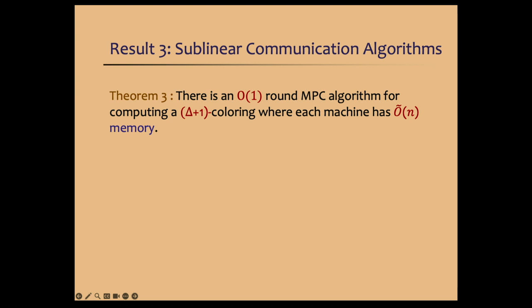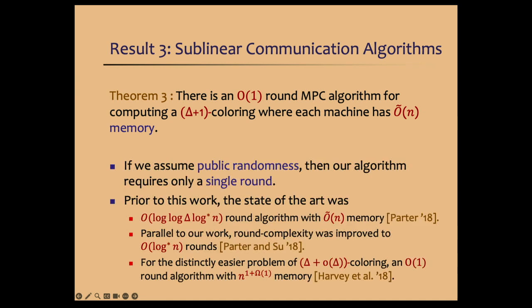And finally, for the MPC model of computation, we can show that there is a constant round MPC algorithm for delta plus one coloring when each machine is allowed n poly log n memory. If we assume public randomness, then in fact the algorithm will run in only one round. Okay. And so prior to this work, the best known algorithms all required a super constant number of rounds. This is the first constant round algorithm for this problem in the MPC model.